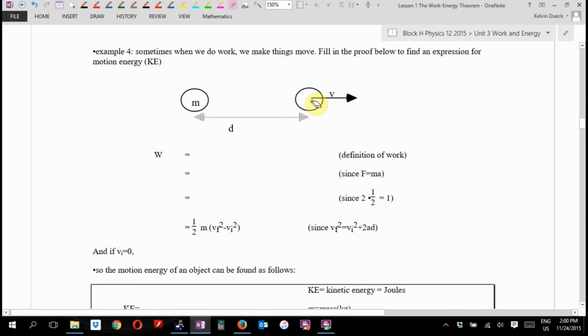Let's get the energy of motion. First, I started out with the definition of work. You know what? That's force times distance. And then it says, hey, F equals ma. I guess it wants me to replace the F in this equation with ma. And then I'm going to get very clever. Since 2 times 1/2 equals 1, I am going to put a 1/2 in the front, and I'm going to put a 2 right there.